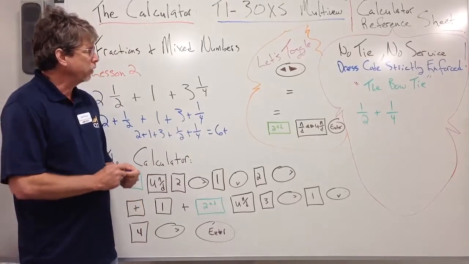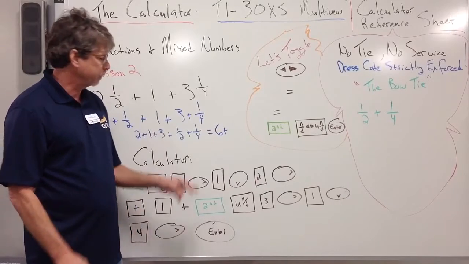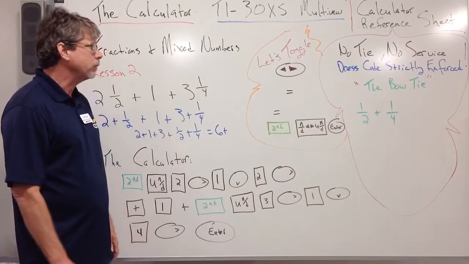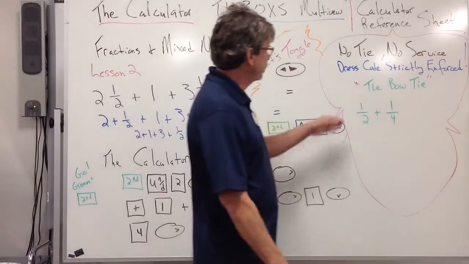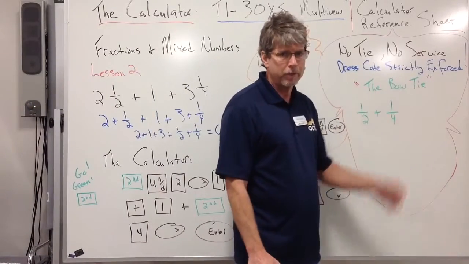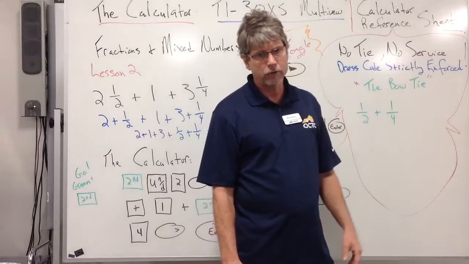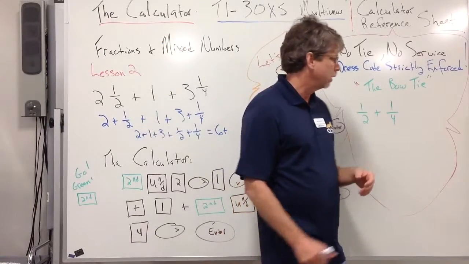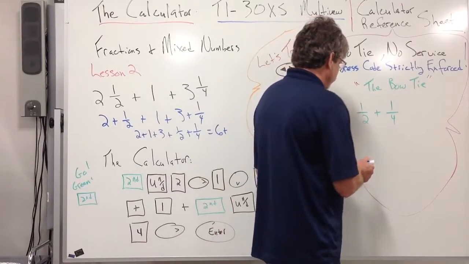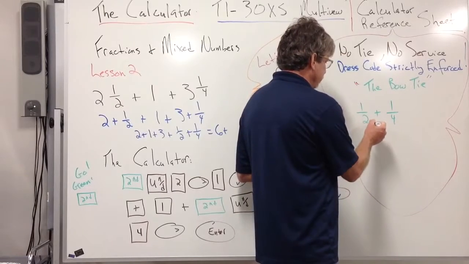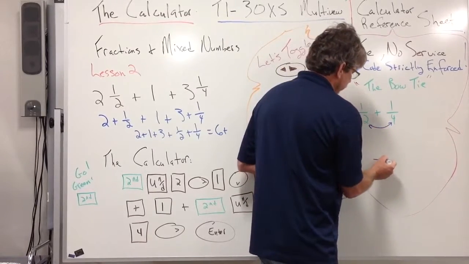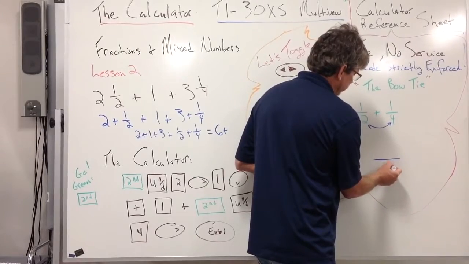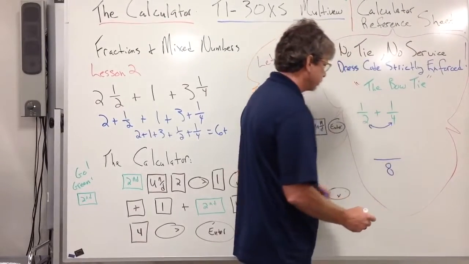1/2 plus 1/4, they're not in the same family. The denominators are different. So what we do is we use a strategy. A lot of people call this the bow tie method as a quick way to do it, because it helps us get a common denominator pretty easily. So in the bow tie method, our first move is to multiply the two denominators together. So 2 times 4 is going to turn into an 8.